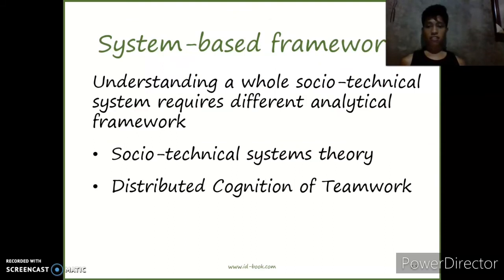System-based frameworks. Understanding a whole socio-technical system requires a different analytic framework. A socio-technical system is a system that exists to serve some organizational purpose. It includes computers, software, business processes, organizational rules and regulations, and human operators. Examples: a system to support admission and discharge of hospital patients, and a system to support purchasing in a company.